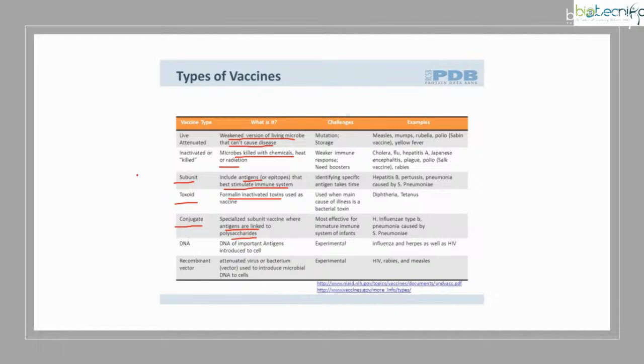So, sorry. Previously I was mentioning sugar in connection with subunit; no, it is conjugate. Subunit is just the epitope that can stimulate the immune response. Then DNA vaccines introduce important antigens inside the cell. Recombinant vector means you are using an attenuated virus or a bacterium as a vector to introduce microbial DNA into the target cell. Okay, so that's all from today's session.